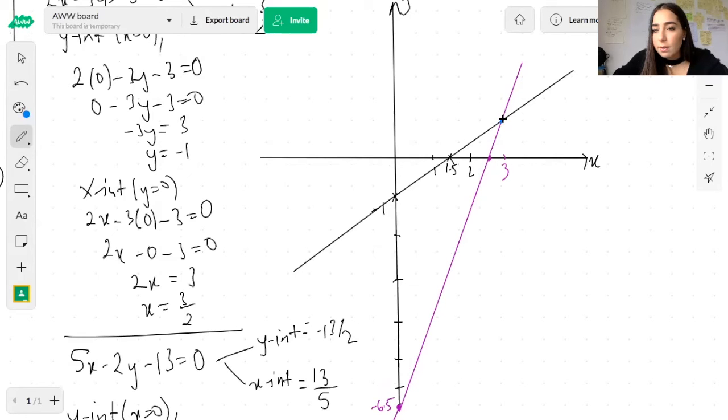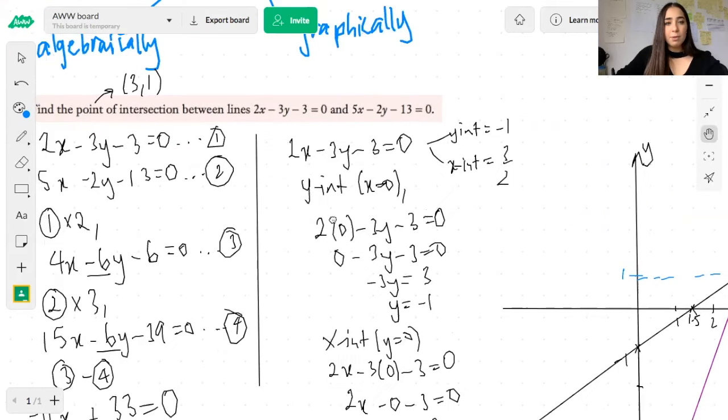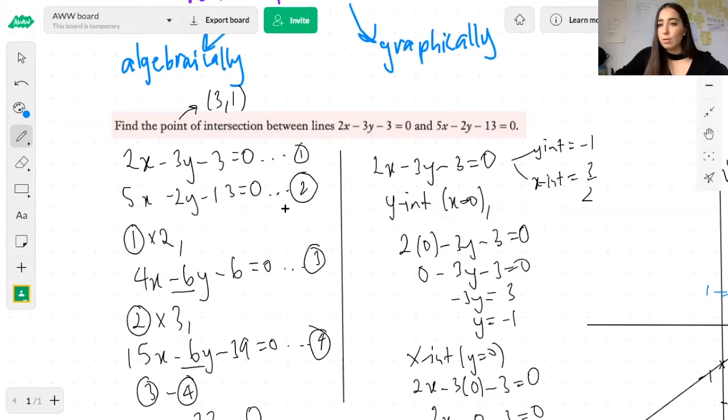And then looking at the graph, we can see that the point of intersection is right over here. So it's got an x value of 3. And if you draw it across to find the y value, we can approximate that to be about 1. So the point of intersection is 3, 1. And that lines up nicely with the solution that we solved algebraically.